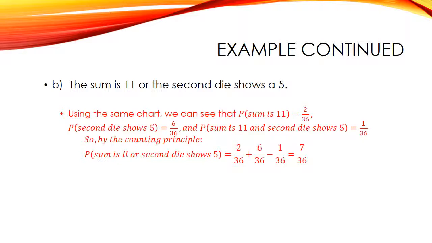Okay, again, using the chart, the probability that the sum is 11 is 2 out of 36. The probability that the second die shows a 5 is 6 out of 36. And the probability of those two events happening together is only 1 out of 36. So putting all that together using our counting principle, we get 2 over 36 plus 6 over 36 minus 1 over 36, which results in 7 over 36.